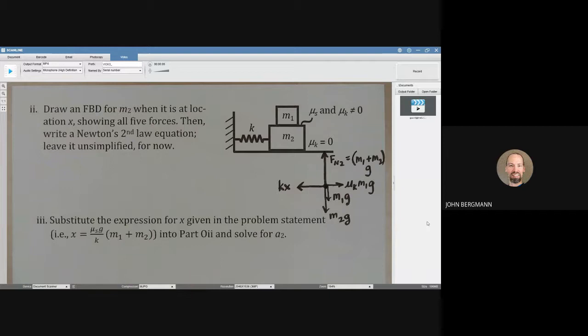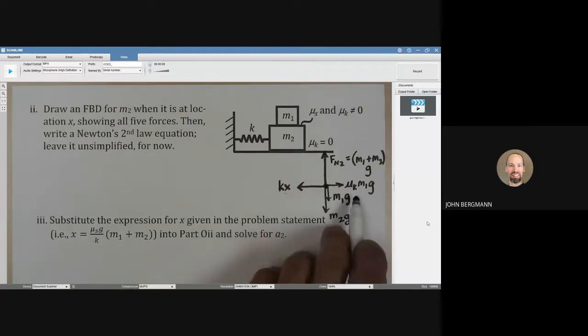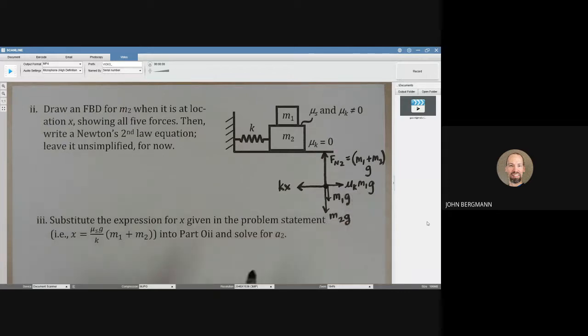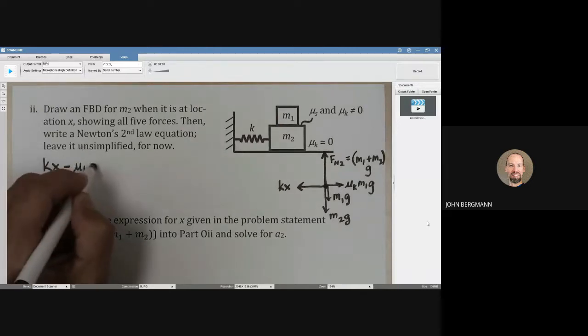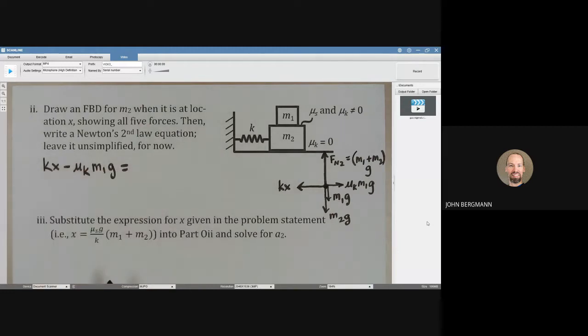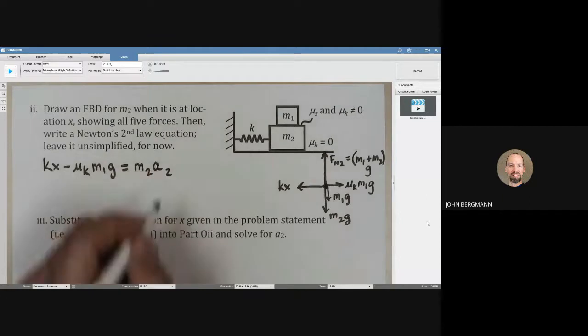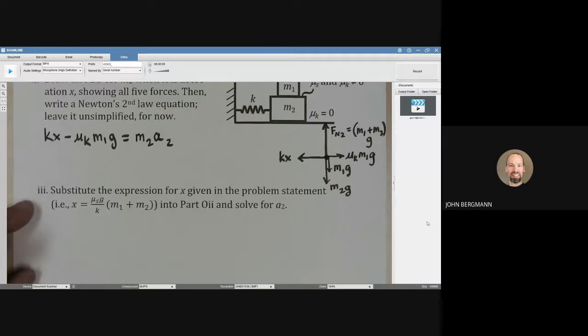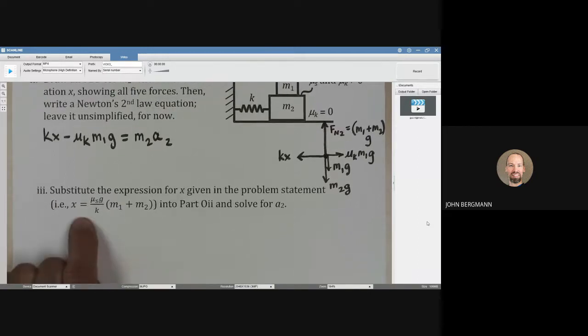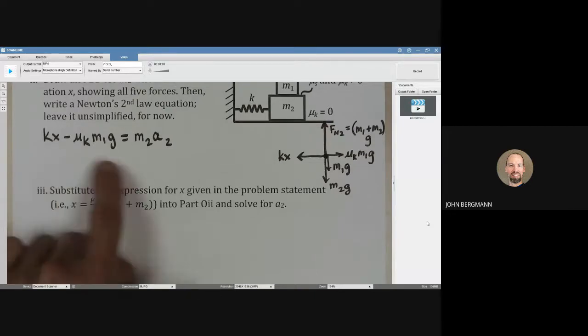All right, let's write a Newton's second law equation. The ups and the downs cancel each other, so let's just do the equation in the horizontal direction. Kx is bigger than mu sub k m1g, so I'm going to make that positive. Kx minus mu sub k m1g, and that should equal the mass, which is m2, times the acceleration of m2. I'll put a little 2 there for acceleration. And it says to leave it unsimplified for now. Substitute the expression for x that was given in the problem statement, and there it is.